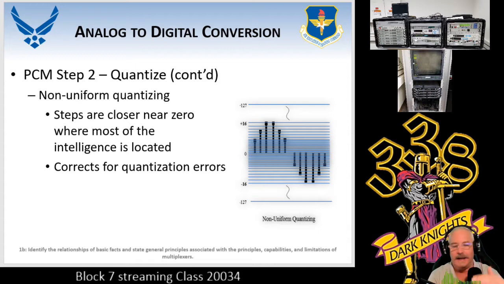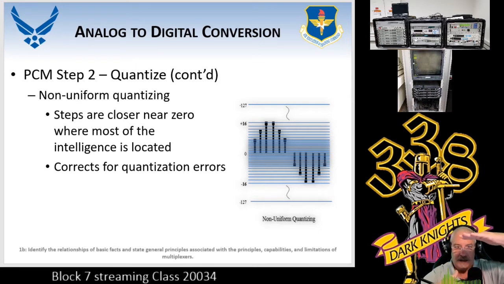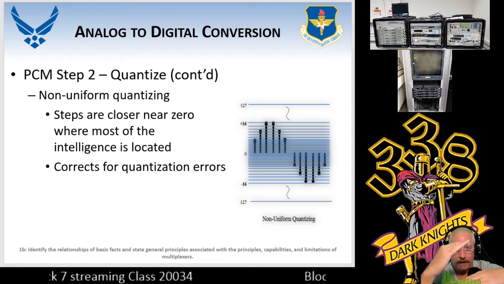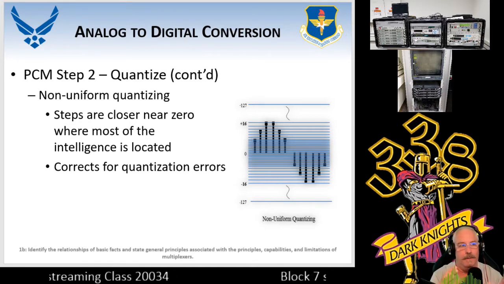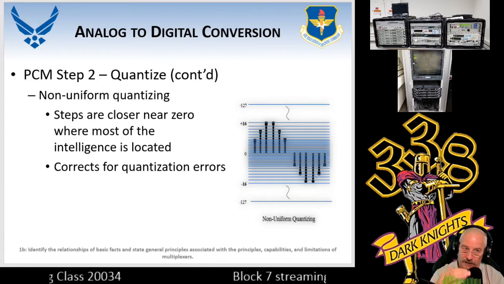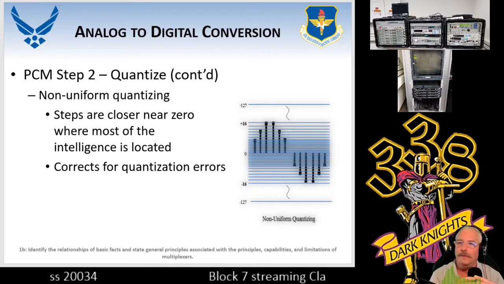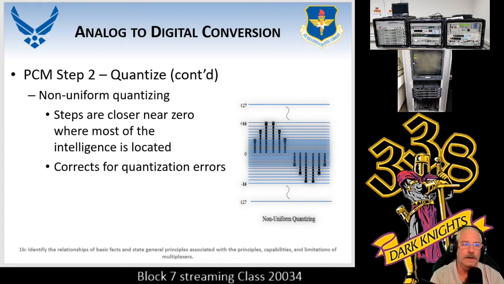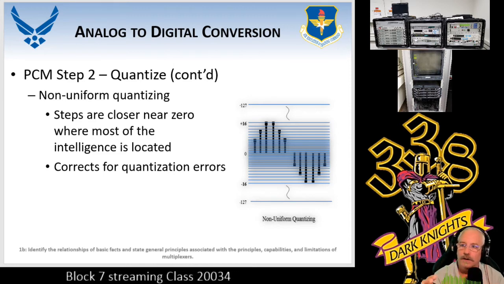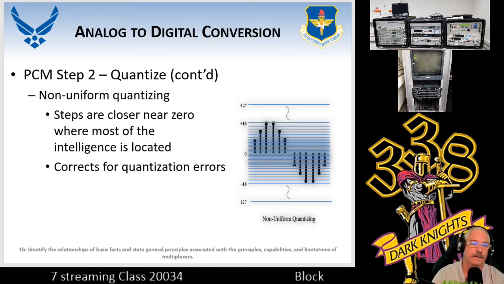And that's because, again, this table is equal. Here's a 0 line. You got X amount of lines this way and X amount of lines this way. But by varying most of the lines in the middle, in other words, squashing them in, you're able to eliminate most of the quantization errors. You don't correct all of them, you correct for most of them. So by going from a uniform quantization table to a non-uniform quantization table, you are now going with the idea of helping out with quantization errors to begin with.